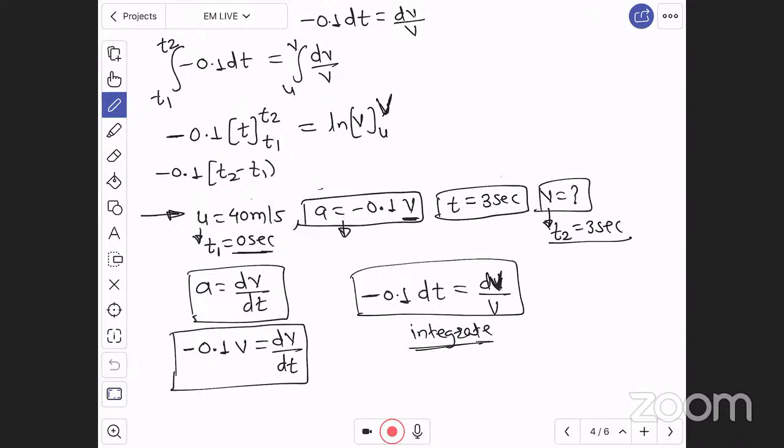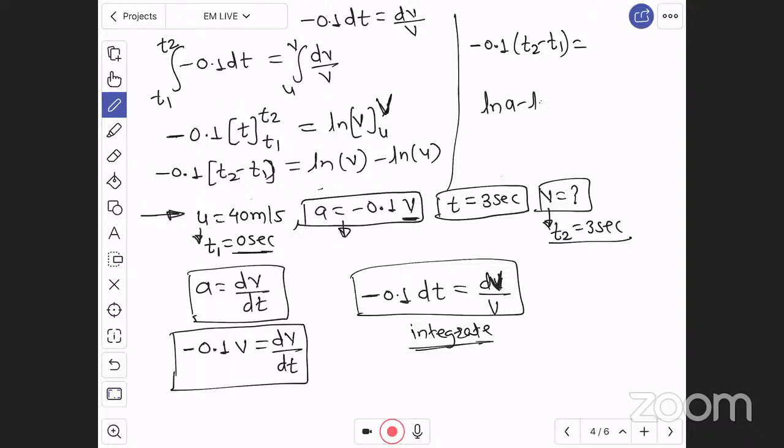How can we write this? Putting the limits means final minus initial. Final minus initial is equal to ln of final, which is v, minus ln of initial, which is u. Therefore minus 0.1 into t2 minus t1 is equal to, now see the log property: ln of a minus ln of b is nothing but ln of a by b. Therefore here ln of v minus ln of u is nothing but ln of v by u.